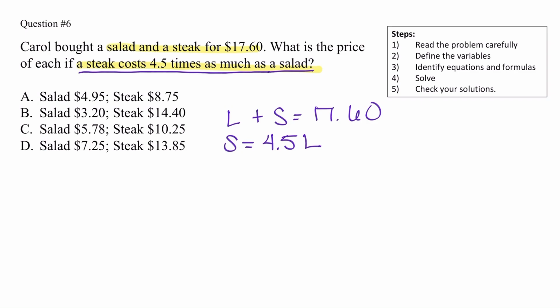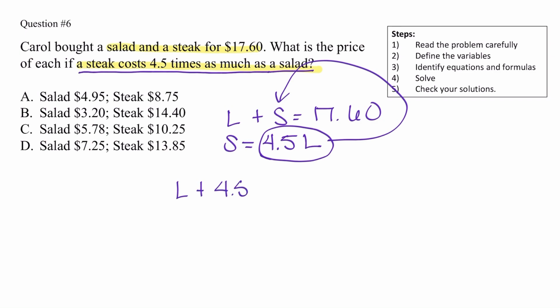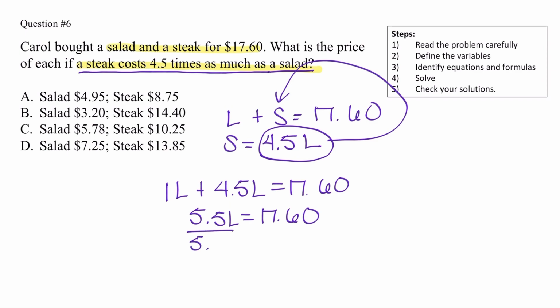So we can actually use substitution to solve this problem. So we can plug in 4.5L up here into this equation where we have S. So we have L plus 4.5L equals 17.60. So what I can do is I can combine these. This is 1L plus 4.5L. So I have 5.5L equals 17.60. So now I can solve this equation for L by dividing both sides by 5.5. And that's going to tell me the price of a salad.